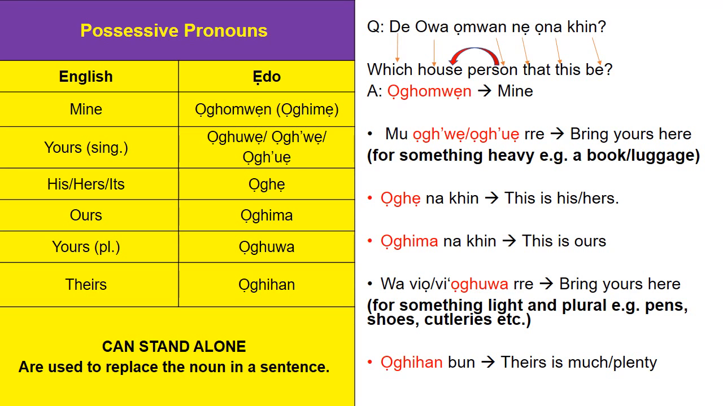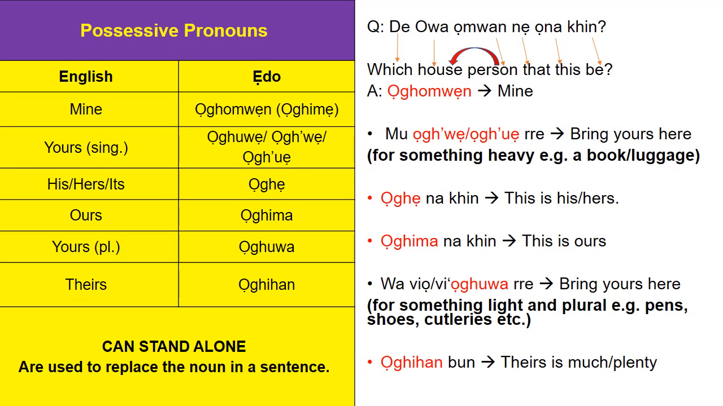Then we have this sentence here, wa vio oruwa re. So wa is the subject pronoun for you, but plural, so you guys or you people. Vio is a verb that carries the information that we are talking about something plural here. We're going to carry more than one thing. Vio oruwa re, bring yours here. So it's for something light and plural, for instance, pens, shoes, cutlery, and so on.